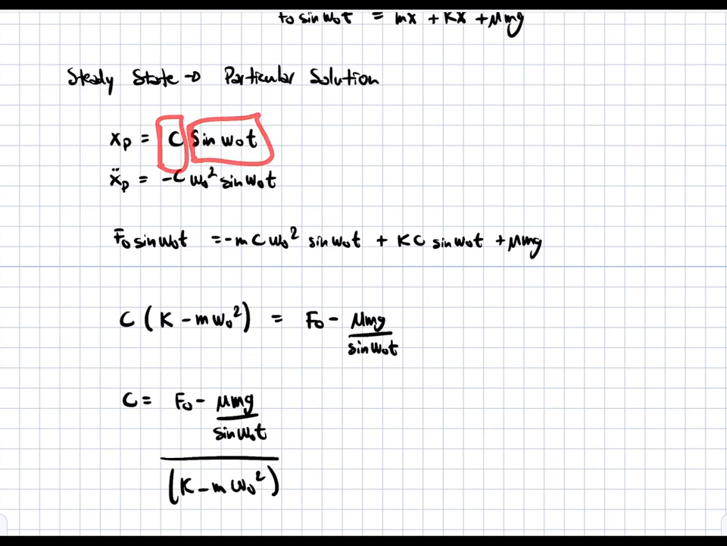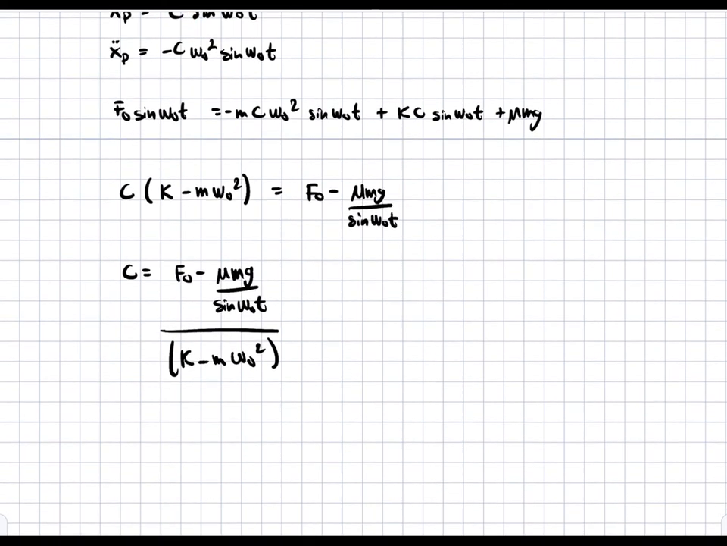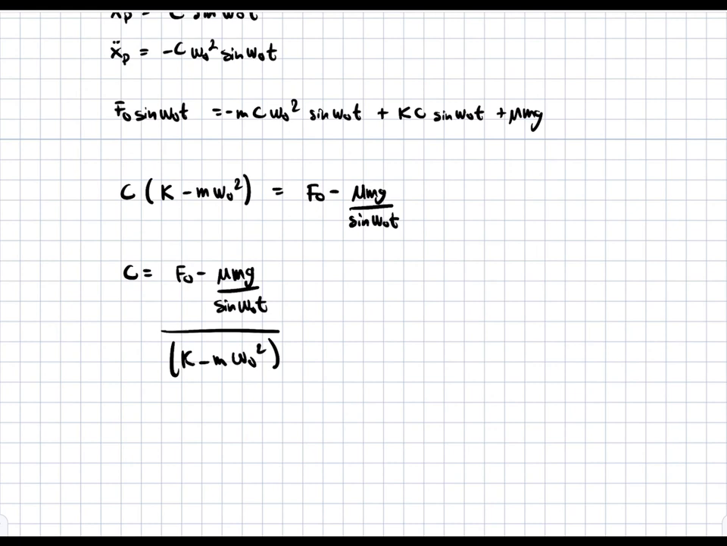This part here varies between negative 1 and 1. So to get the maximum, we just assume that's 1, and we find c. So c here also depends on t. What we need to do is determine when this function is a maximum. It's going to be a maximum when sine theta is equal to 0, or approximately 0. So when we plug in 0, we get the following.